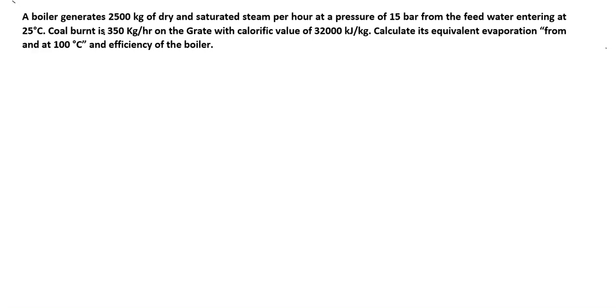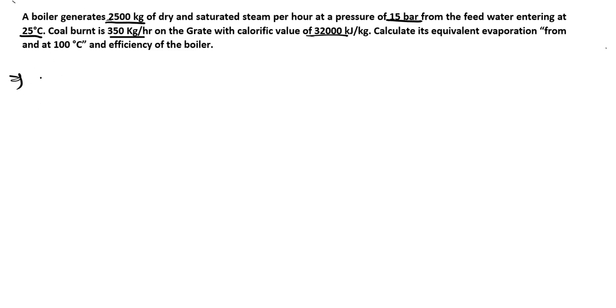So now we are going to solve this question based on boiler. As you can see, it has been given that 2500 kg of dry and saturated steam per hour is generated at a pressure of 15 bar, and the feed water is at 25 degrees. Coal is burnt at 350 kg per hour, and the calorific value of coal is given, and we have been asked to calculate the equivalent evaporation and the efficiency of the boiler. So let us see how we can solve this question.